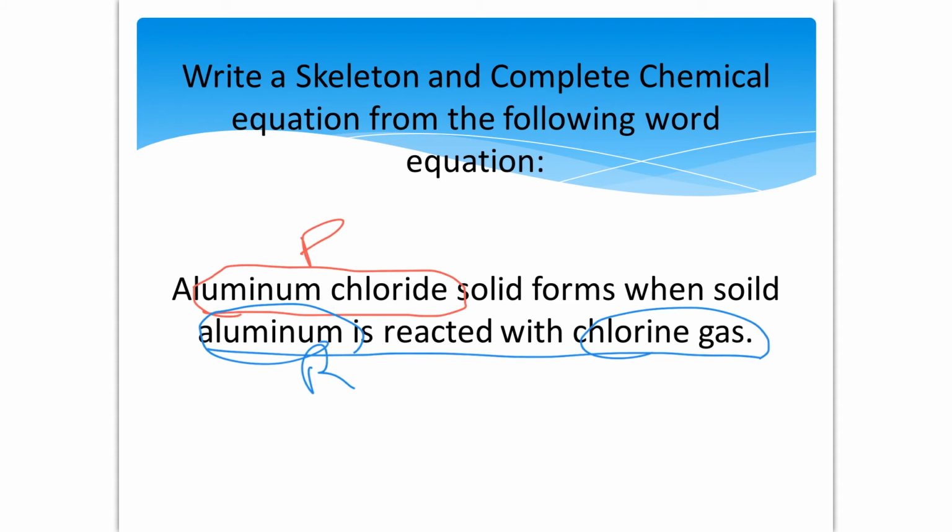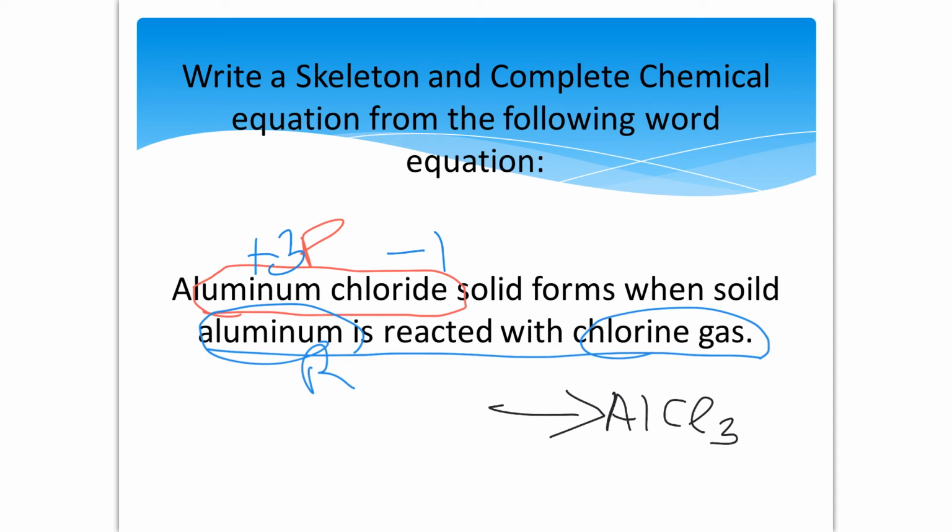Now I have to figure out if they're ionic or covalent. So aluminum chloride, let's look at that. That has a metal and a non-metal, so that's going to be ionic. I need the oxidation numbers: for aluminum it's +3, and for chlorine it's -1. So I'm going to write my product over here like we normally do, so that's going to be AlCl3, and then there's an arrow that goes to that.